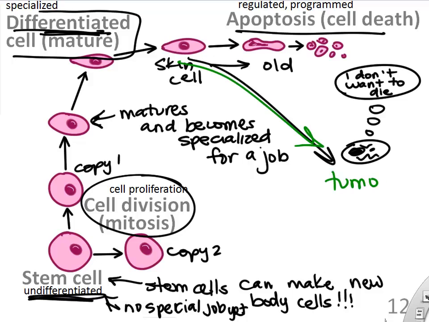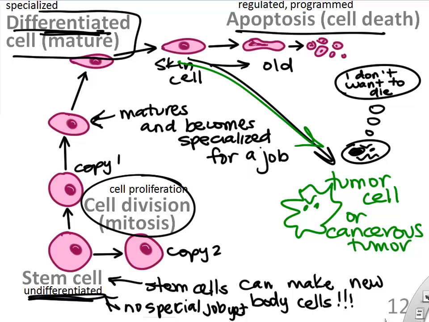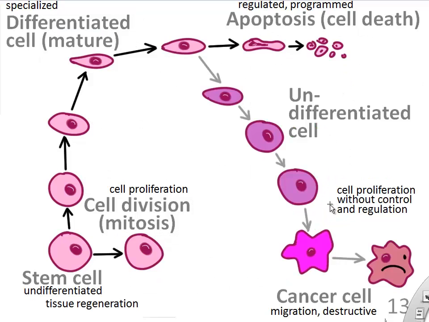Again, when cells get old, they usually die by apoptosis. Sometimes those cells don't die the way they should, and they can become tumor cells or cancerous cells, which we'll learn about in a lecture later. So again, these are just some vocabulary terms I wanted you to feel comfortable with.